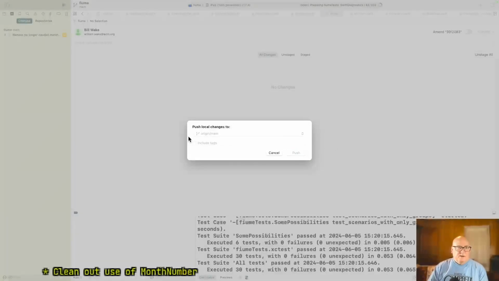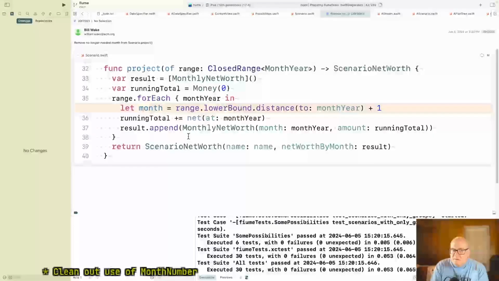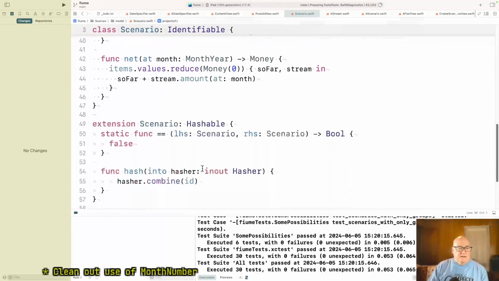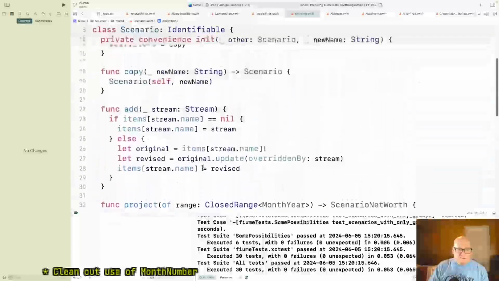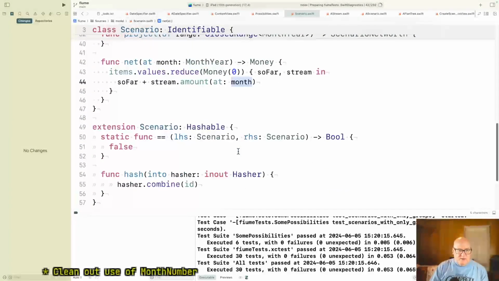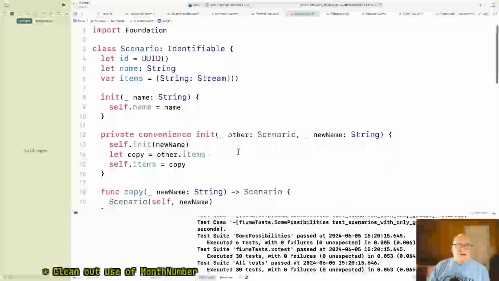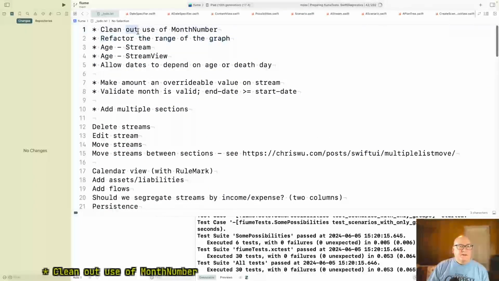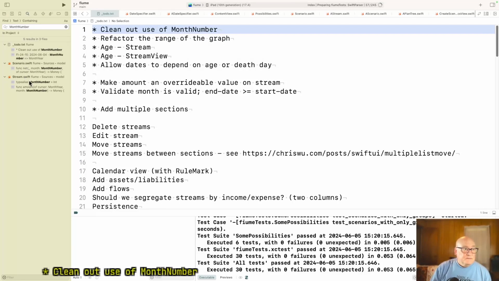Okay, well, that was pretty straightforward. If we had any test failures, it wasn't very much, so that was good. And I think this is all a lot cleaner. Well, it was a little ugly with two arguments, especially, but I think working on that month year just seems nicer. All right, now what else we got? Clean out use of month number. Oh, we still have month number kicking around somewhere. There.